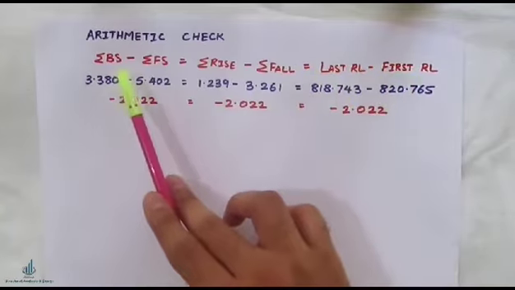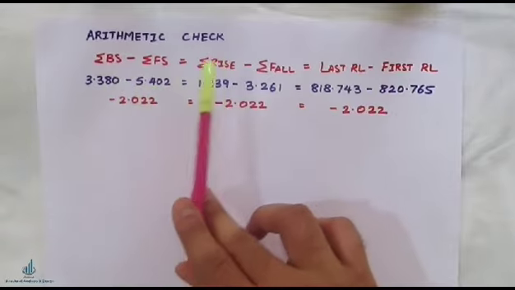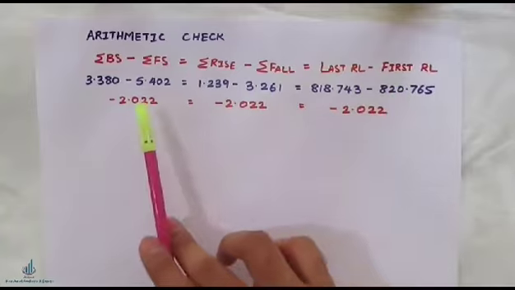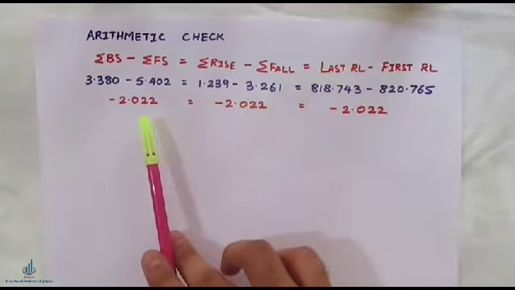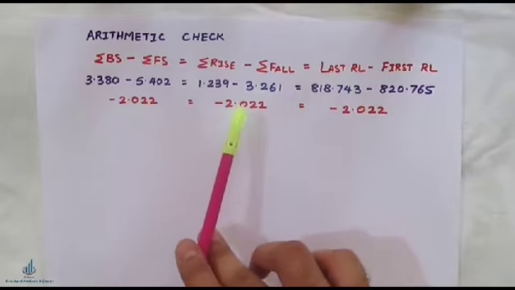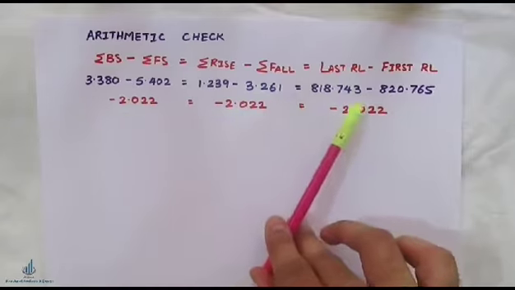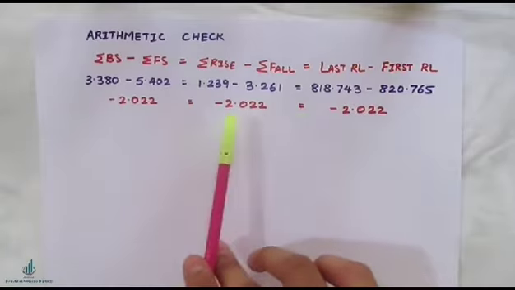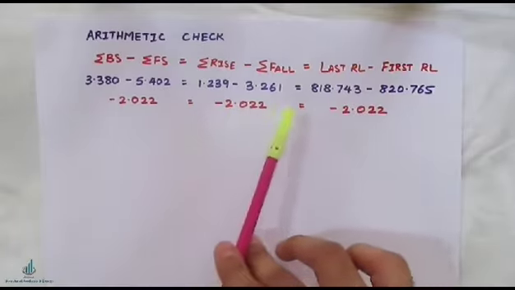So you have to take the summation of backsight, summation of foresight, summation of rise, summation of fall, last RL, and first RL, and all the three values should match. So in this case it is minus 2.022, minus 2.022, minus 2.022. If you get the same values in all the checks, then you can conclude your problem is correct.